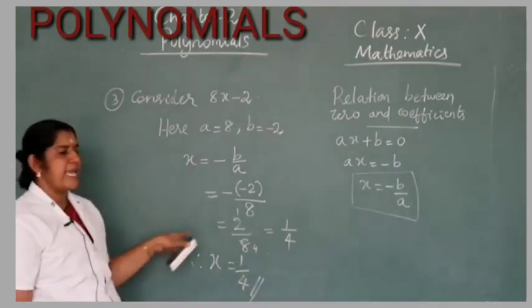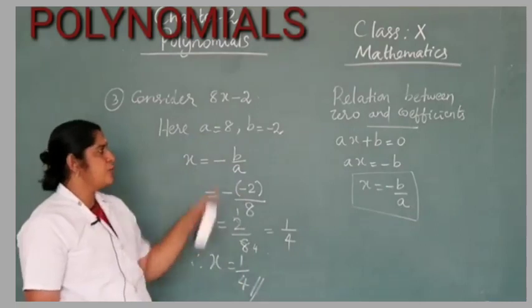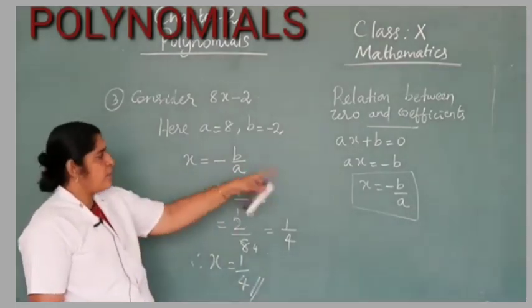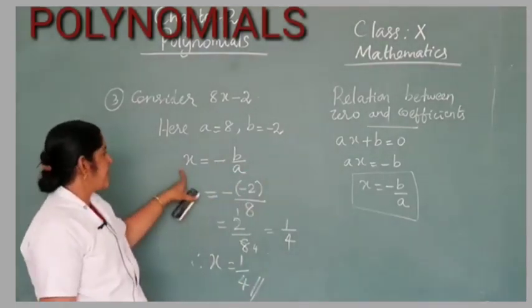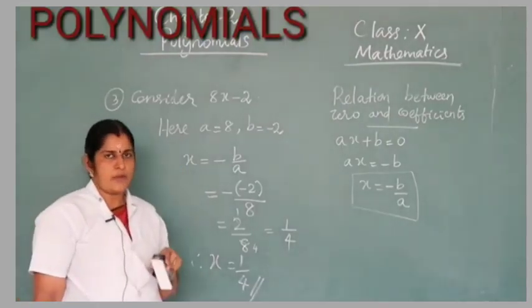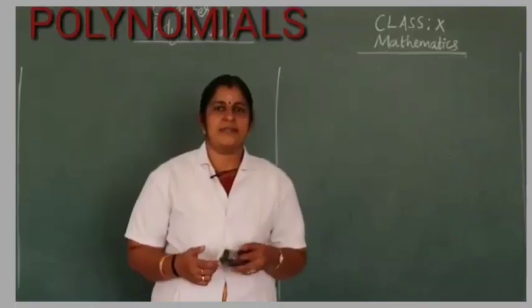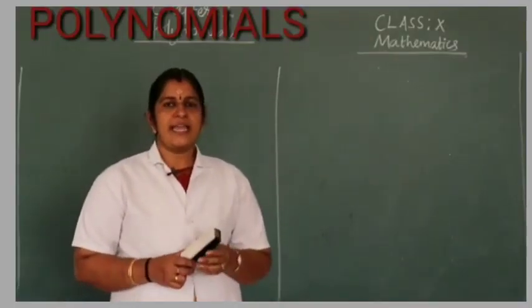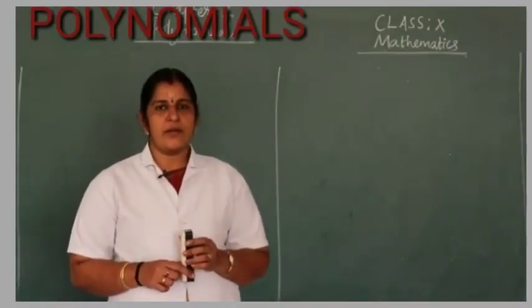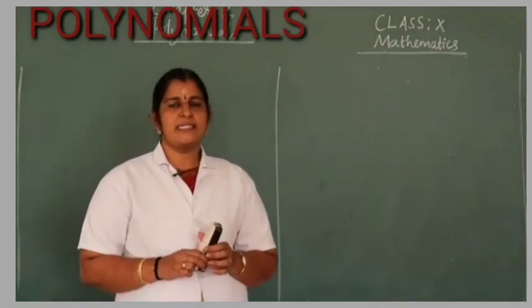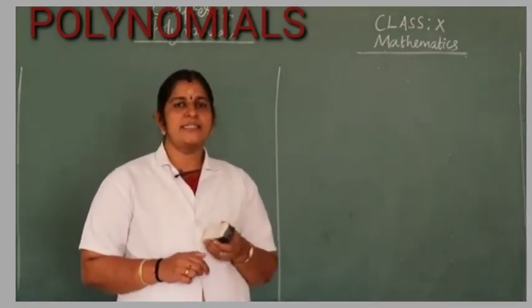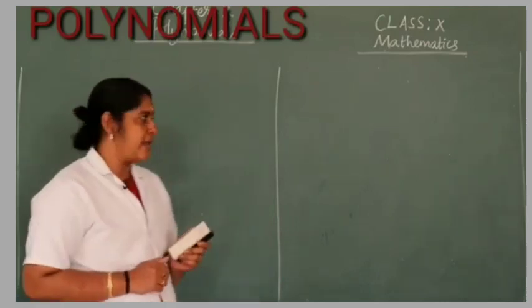So these are all the cases we have discussed, how to find the zero of the linear polynomial using the relation formula. Okay, I hope you understood the examples. Now students, we can discuss the quadratic polynomial, how we can find the relation between the coefficients and zeros of a quadratic polynomial.